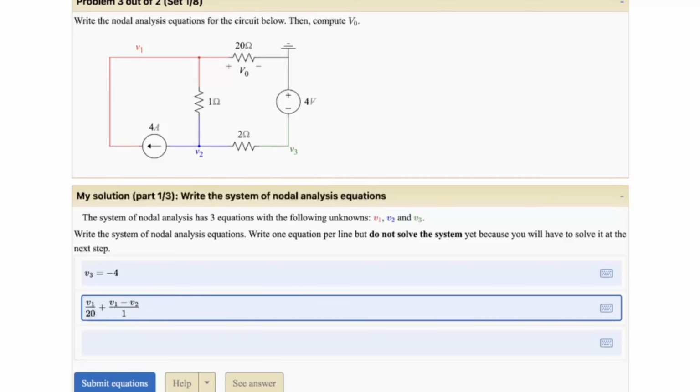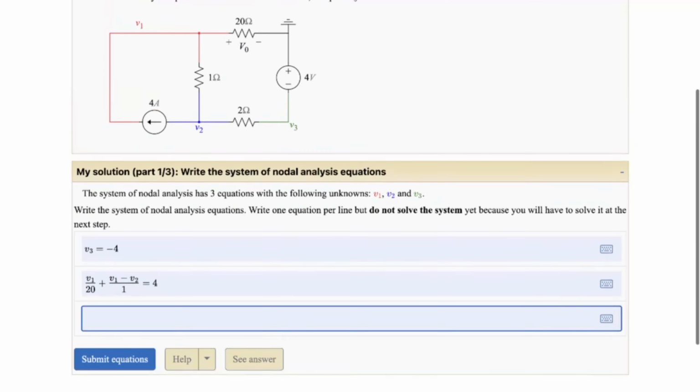And finally, we have the 4 amp current source going into the node. And because it's going into the node, that's going to be negative 4. All equals 0. And to make my life easier, I'm just going to move that negative 4 and add 4 to both sides. So I'm just going to equal that 0. That'll make the matrix easier.